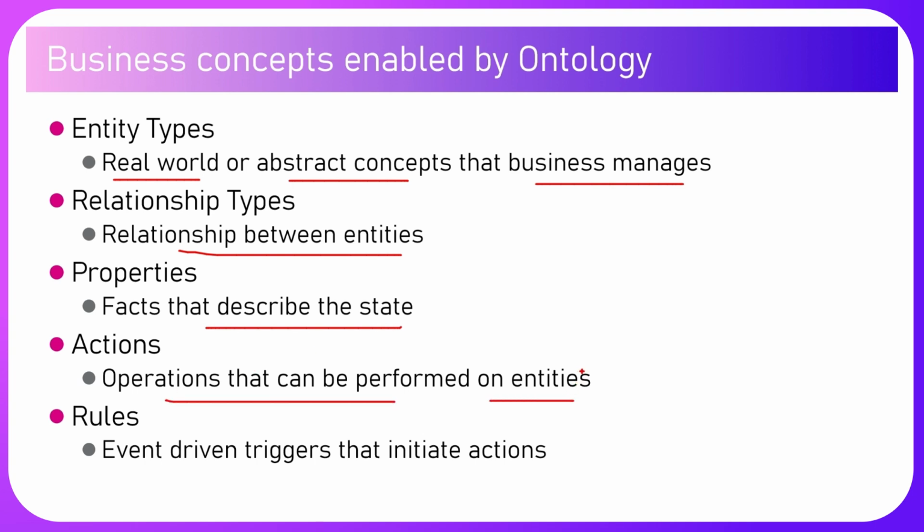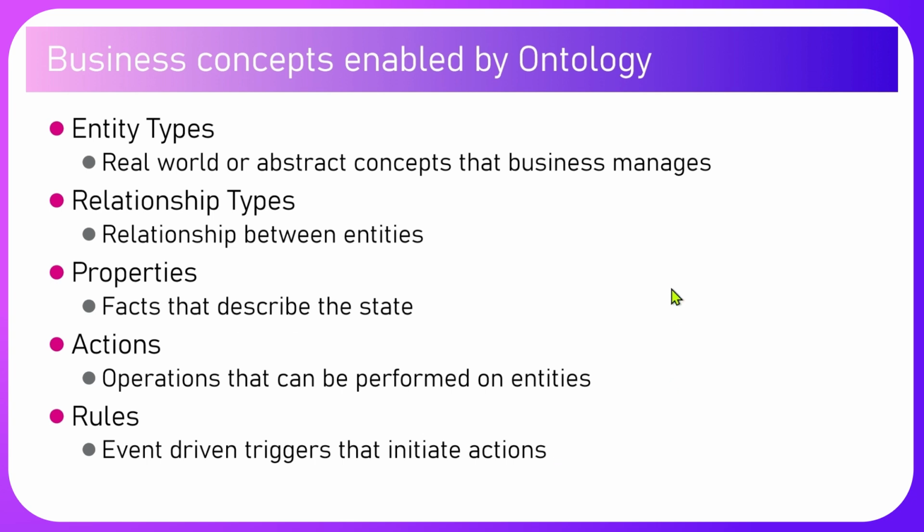You can think about it like a class. You have a class, you have methods or functions, and the class has its properties. Similarly, you have rules, like event-driven triggers that initiate that action. So that's all about Fabric IQ.